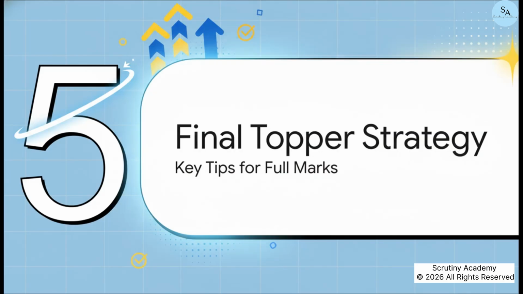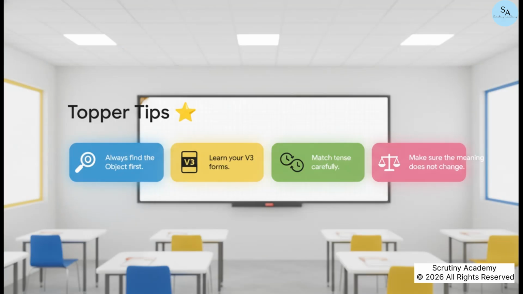All right, let's bring it all home. This is your final strategy. Think of this as your checklist for success, the key tips that will turn you into a topper on this topic. 4 simple things to remember. First, always start by finding the object. That's your new starting point. Second, please learn your V3 verb forms. It's so important. Third, double check that you've matched the tense perfectly. And finally, read your new sentence and make sure the meaning hasn't changed at all.